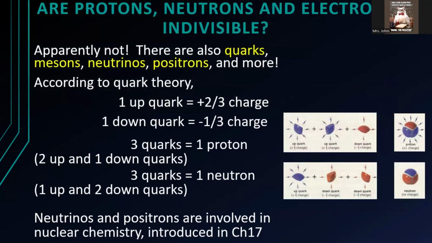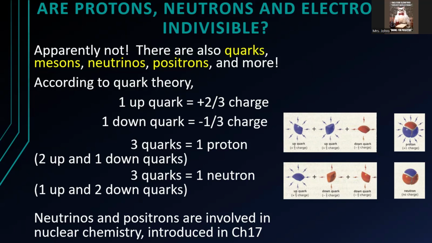Now, Democritus and John Dalton were the ones thinking that atoms were solid spheres. And then we learned about the three subatomic particles. So are protons, neutrons, and electrons indivisible, or can they be broken down further? And apparently they are divisible. So scientists have discovered things about other parts. They're called quarks, mesons, neutrinos, positrons, and more. So your book has a little section about quark theory.